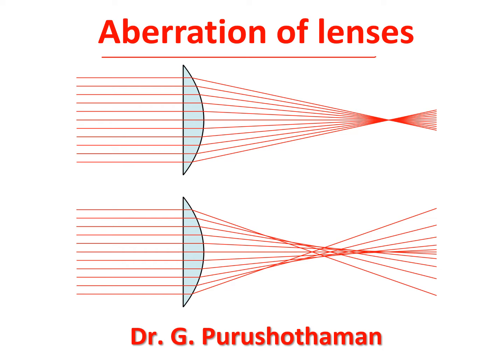Today we'll see a little about the aberration of the lenses. Usually we know that all the parallel lights, the lens can be used to focus to a particular point. What is this point called? This point is called the focal point. Why is it exactly focused on this point? See, all these lines are exactly focused on this particular point.